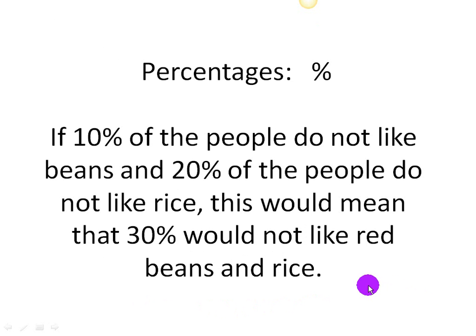Percentages. Well, let's see. If we had 10 people that don't like beans and 20 of the people don't like rice, this would mean that 30% of the people don't like red beans and rice.